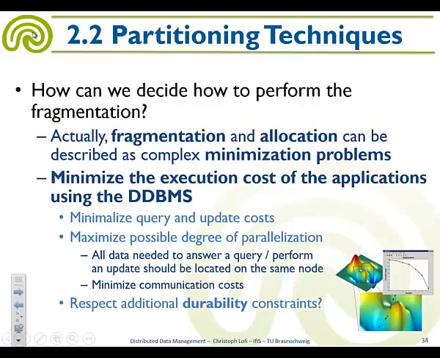Because with distributed systems, you can optimize for a lot of different things. One thing you could optimize for is minimizing query and update costs, assuming that you have data which can be sharded and fragmented quite easily. Another thing could be maximizing the possible degree of parallelization.